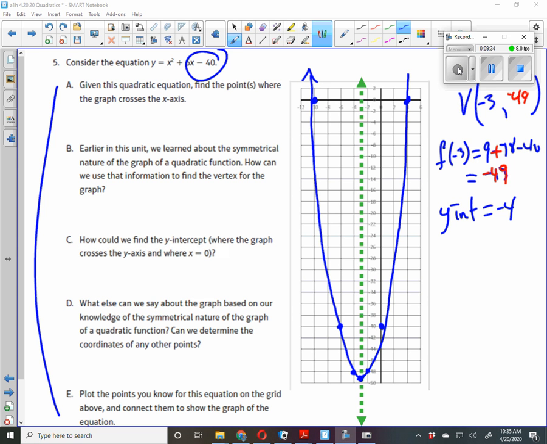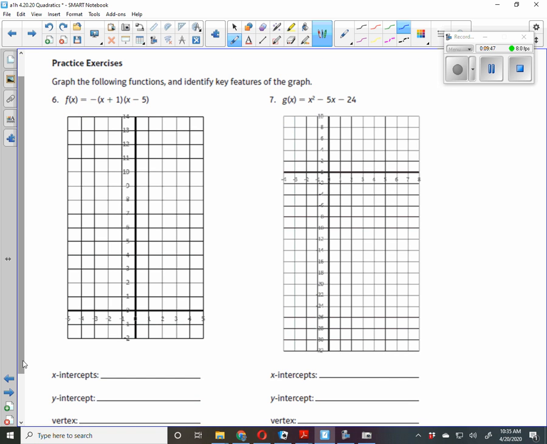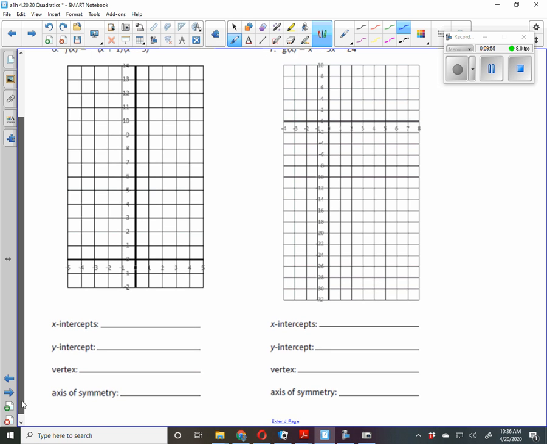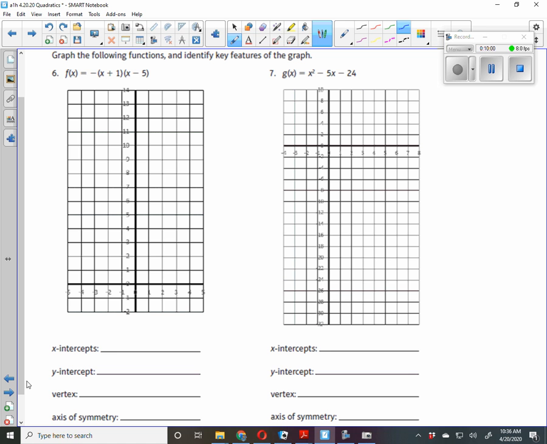And that's what our graph looks like. And hopefully a lot of this stuff is making some sense. All right, so now we got 6 and 7. I'm going to have you stop the video and let you go through this. But again, you've not only got a graph, but they're asking for a lot of different stuff. So let's see what we can find based on the different equations.